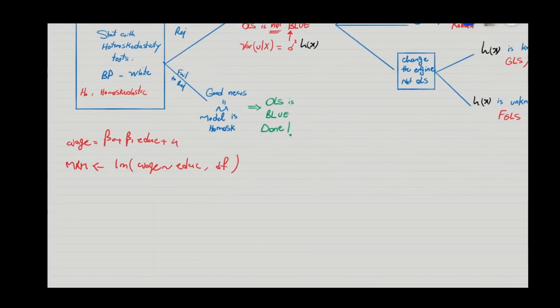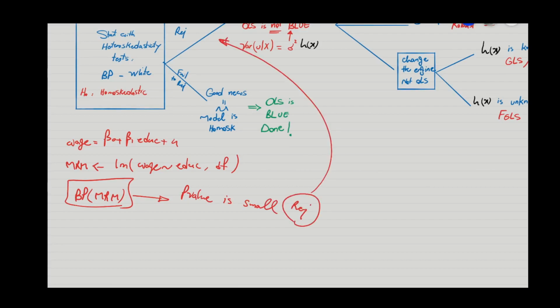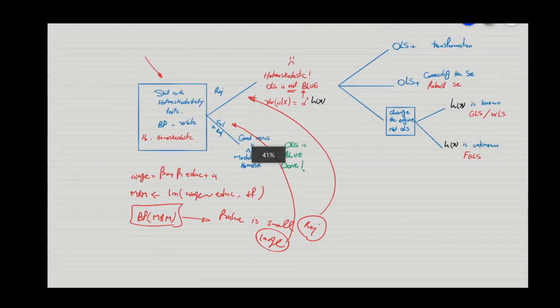Then, as simple as this is the entire chapter 8. bptest(MRM), that's it. Look at the p-value. If the p-value is small, what does it mean? We reject the null. Reject the null, go to this path. If the p-value is large, you fail to reject the null, go to this path. That's it. This is the takeaway from the entire chapter 8.